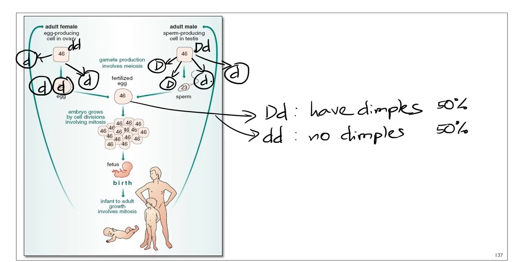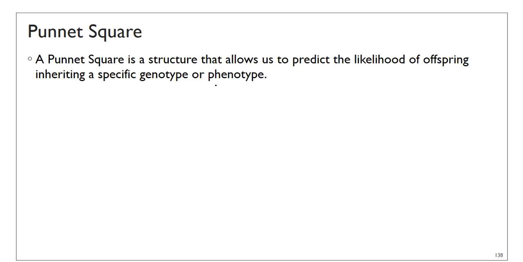However, in the field of genetics, we normally use another system just to represent all this information without having to draw this entire diagram and then draw the 4 cells coming out of meiosis. And that system is called the Punnett Square or the Punnett grid. I think we're going to stick with Punnett Square, but I've seen it being called something else in other contexts. So just Punnett something or other. And it is essentially a structure, a table, if you will, that allows us to predict the likelihood of offspring inheriting a specific genotype or phenotype.